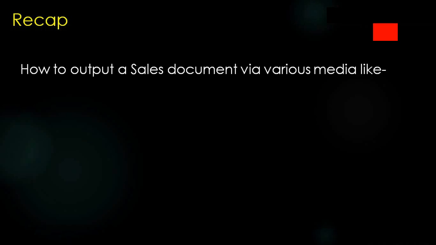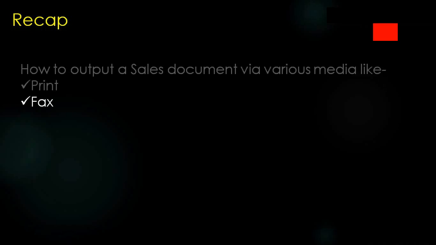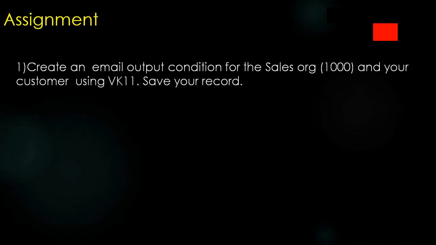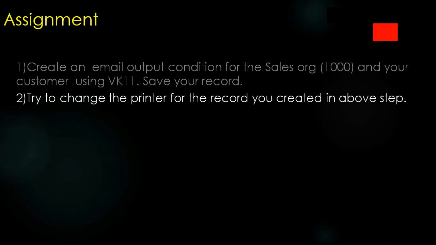So just a recap, what we learned today. Today we learned how to output a sales document via various media like print, fax, email and EDI. And for the assignment, I want you to create an email output condition for sales org 1000 and your customer using the VK11 transaction. Save your record. Use the customer that you created before. Try to change the printer for the record you created in the above step. So now you are supposed to change the printer. How can you change the printer?